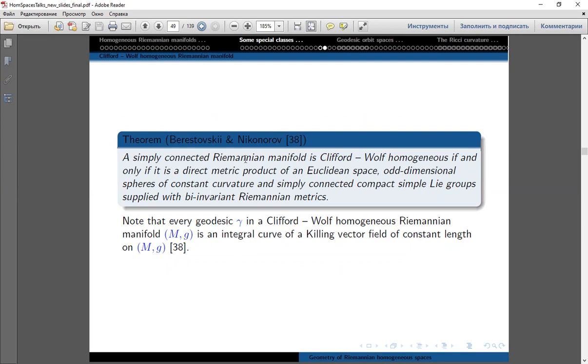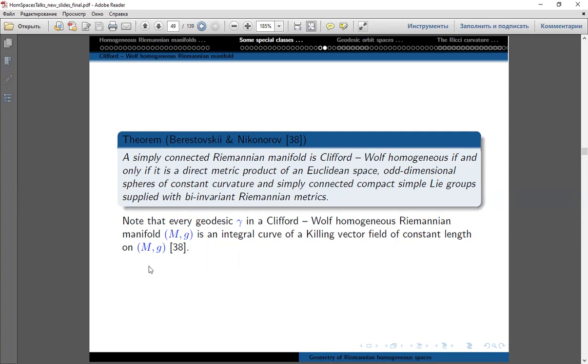A simply connected Riemannian manifold is Clifford-Wolf homogeneous if and only if it is a direct metric product of a Euclidean space, odd dimensional spheres of constant curvature, and simply connected compact simple Lie groups supplied with a bi-invariant Riemannian metric. That's a full classification. Therefore, this property is very, very strong.